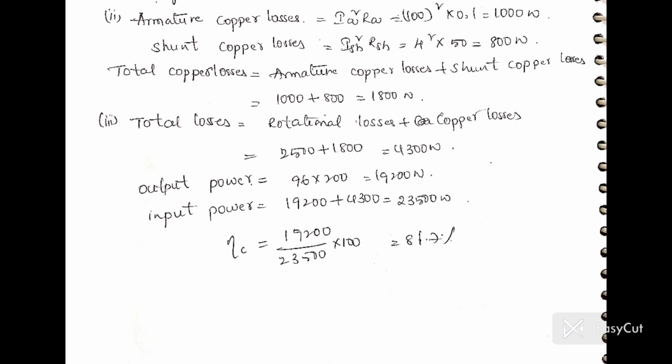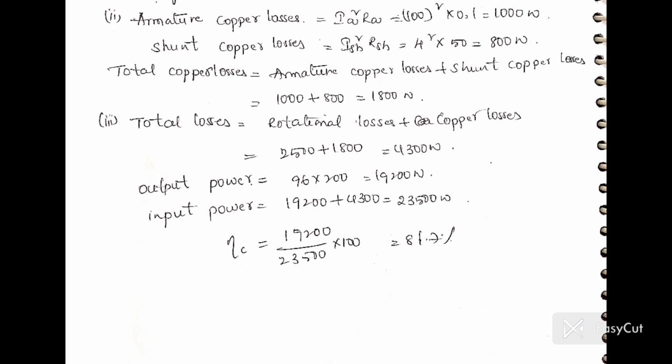Step 5. Total losses. Now add the iron and friction losses. Total losses equals 2,500 plus 1,800, which is 4,300 watts. Step 6. Output and input power. Output power equals voltage into load current, that is 200 times 96, which equals 19,200 watts. Input power is output power plus losses. That is, 19,200 plus 4,300 equal to 23,500 watts.